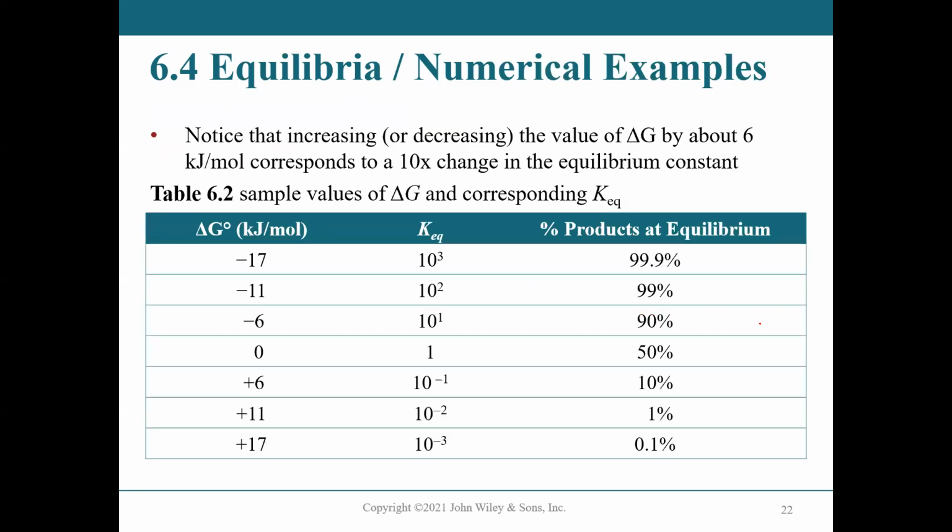This slide says, note that increasing or decreasing the value of delta G, and what they're talking about is right here. You start with negative 17 going up to positive 17. The value of delta G by about 6 kilojoules per mole corresponds to a 10x change in the equilibrium constant. So they're just talking about this change right here. You see that? If you take 10 to the 3 is 1,000 divided by 100, that's 10, right? That's how you get your 10x change.